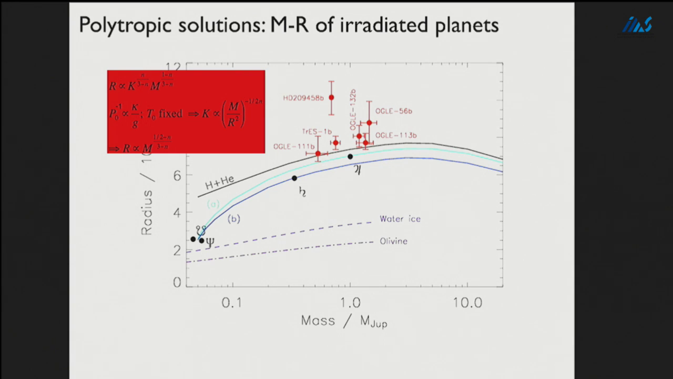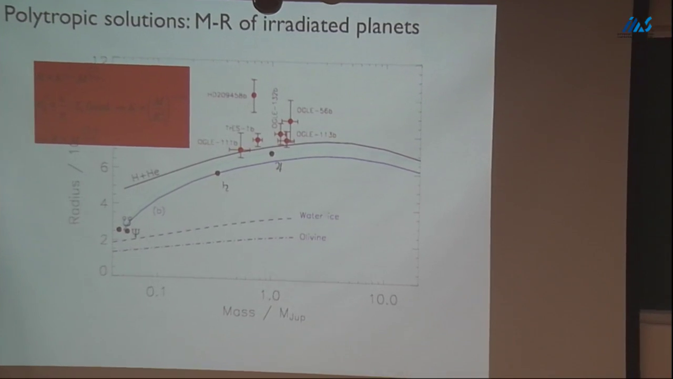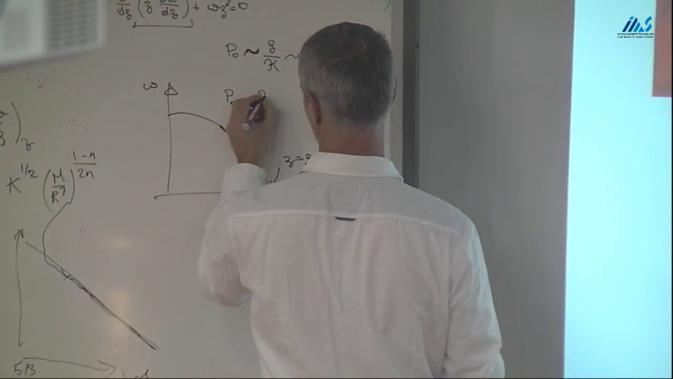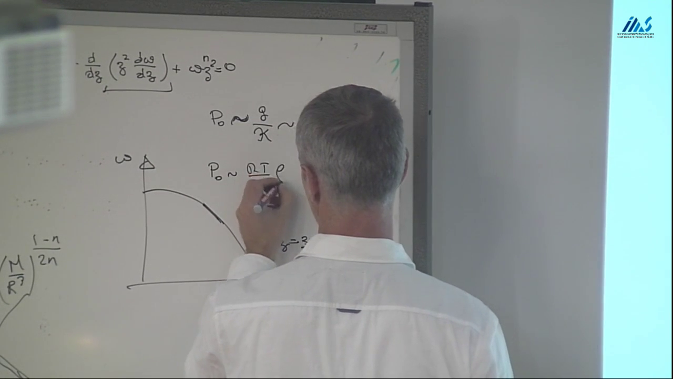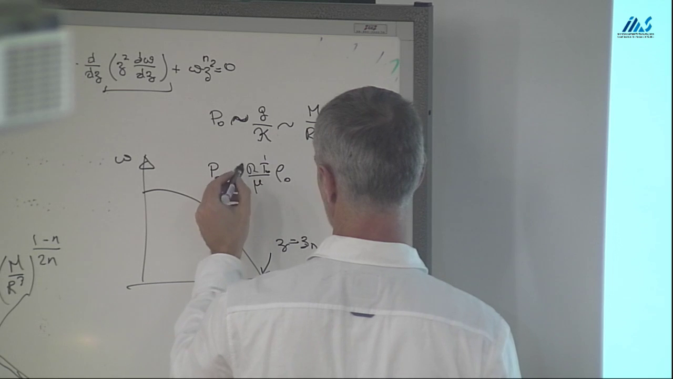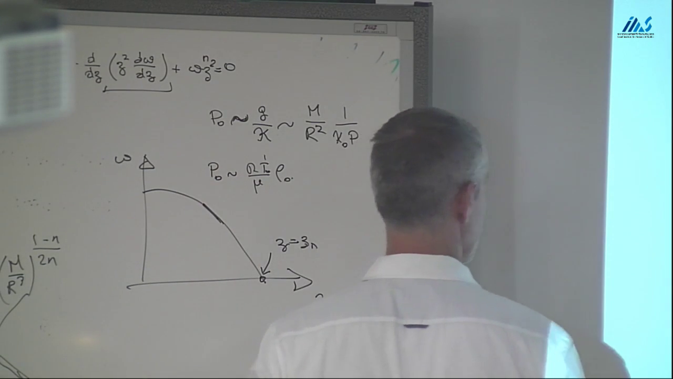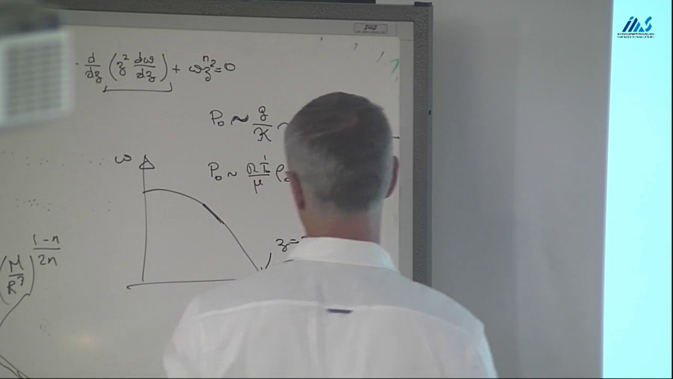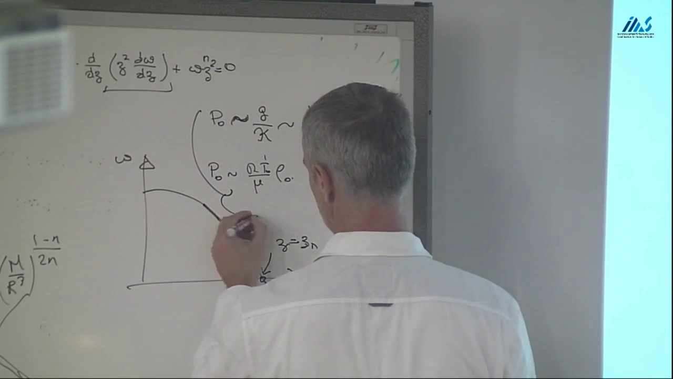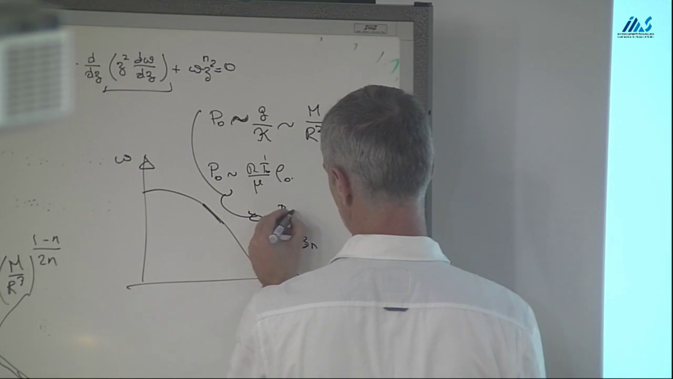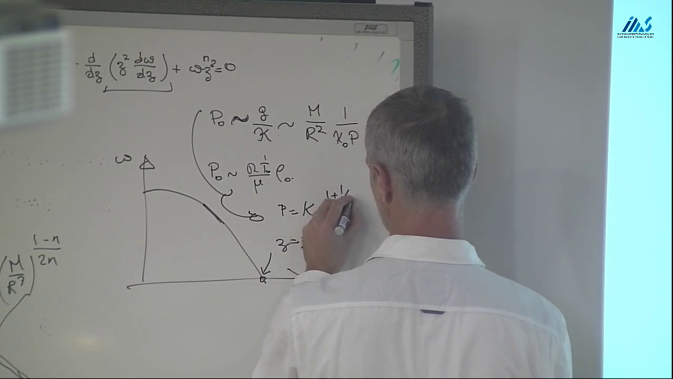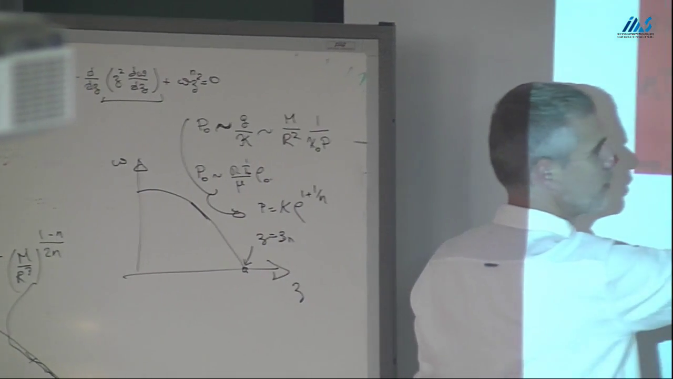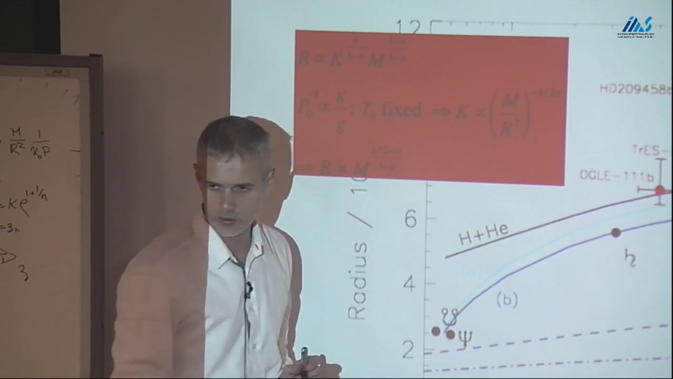You're using the fact that at P0, you're in the atmosphere, so the ideal gas relation is valid. So you have P0 equals R T over mu times rho 0, and this is fixed. So pressure and density are linked. With that you can plug that into the polytropic relation, P equals K rho to the power 1 plus 1 over n, and show that K is proportional to M over R squared to the power minus 1 over 2n.